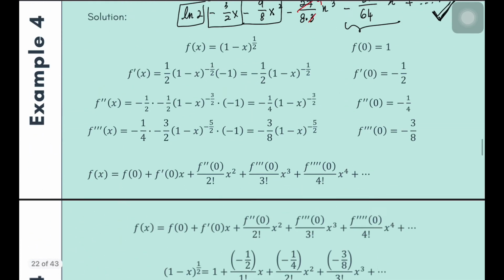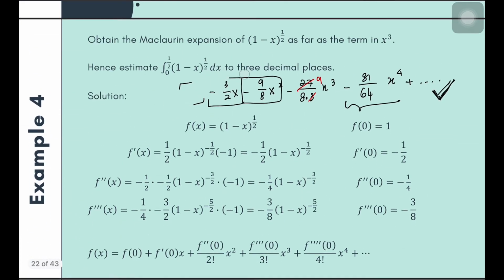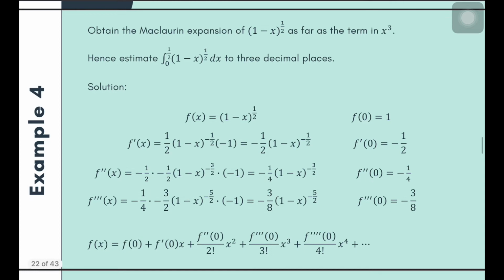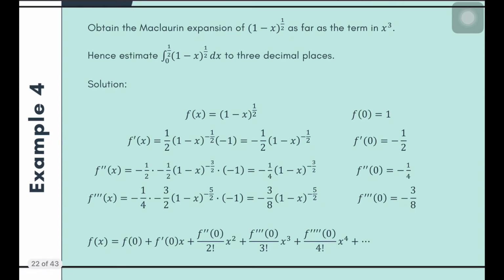Okay, let's see another example. Obtain the Maclaurin expansion of 1 minus x to the power of half as far as the term in x to the power of 3, hence estimate the integration of 0 to half 1 minus x to the power of half dx to 3 decimal places. Okay, so kita nak cari dulu the Maclaurin expansion untuk function 1 minus x to the power of half.